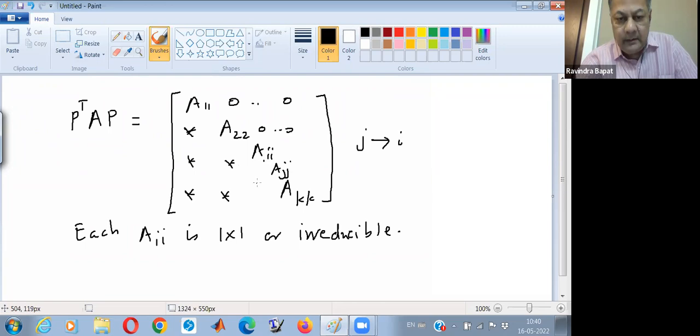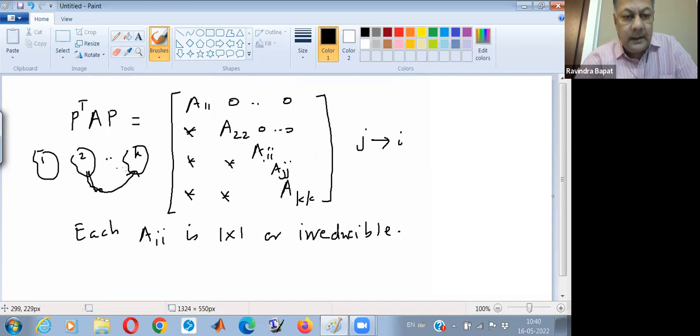So there are K classes. The vertices can be partitioned into K sets. The graph may be connected, but not strongly connected, so there are edges here also. So these are the classes. This corresponds to A11, this corresponds to A22, and so on. And if you can find a path from here to here, then this means class 2 has access to class K. So that is how we define access.